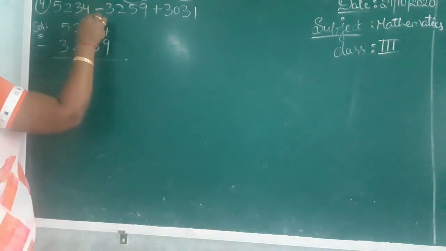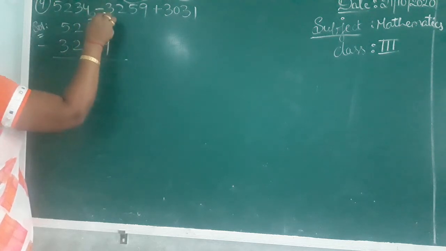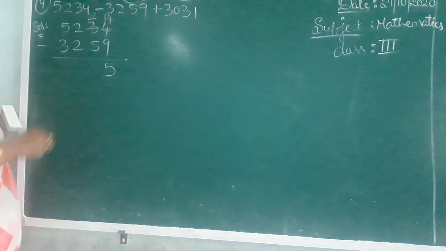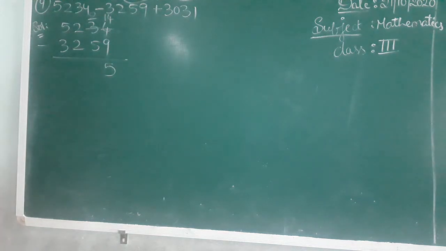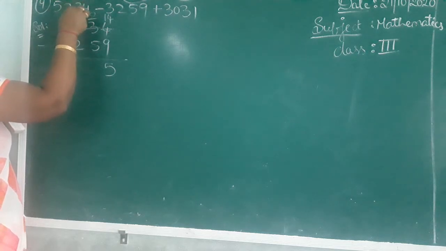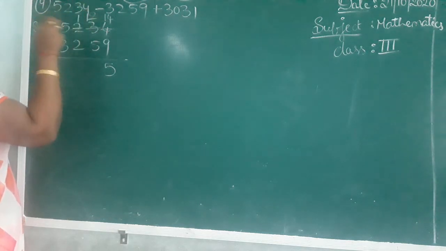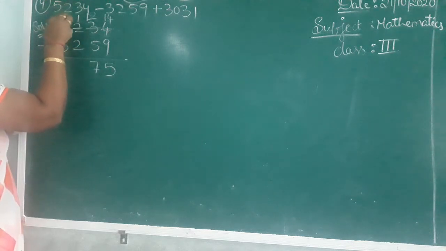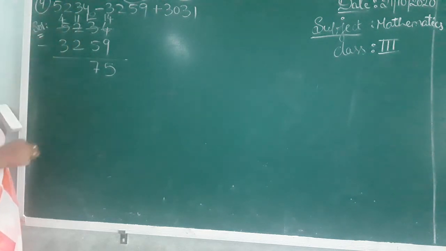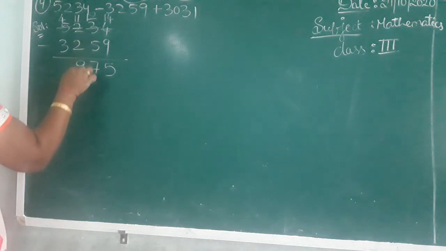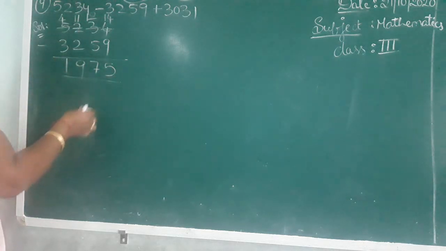If you borrow, it becomes 3 minus 1, 2. This becomes 10 plus 4, 14. 14 minus 9, 5. 2 minus 5, not possible. So, borrow it from the before number. 2 minus 1, 1. 10 plus 2, 12. 12 minus 5, 7. 1 minus 2, not possible. So, borrow it from the before number. 10 plus 1, 11. 11 minus 2, 9. 4 minus 3, 1.